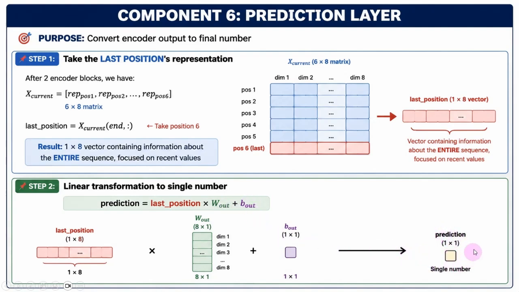In the original transformer diagram, this would correspond to the linear and softmax layers at the top of the decoder. But since we're doing regression, we don't need softmax. We just output the number directly.